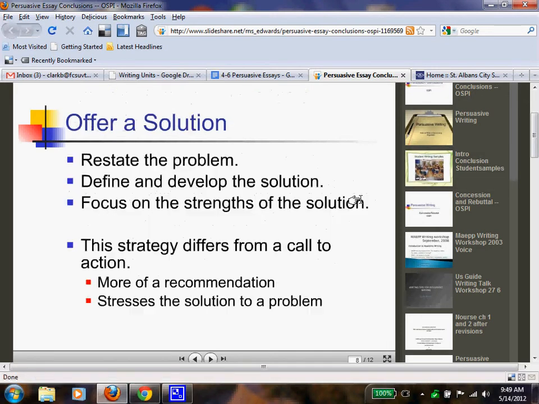Go on. Go and write some ideas down that you could write. Now we're going to the next section, the solution. Okay? You restate the problem. Define and develop the solution. Focus on the strengths of the solution. This strategy differs from a call to action because it's more of a recommendation and it stresses the solution.